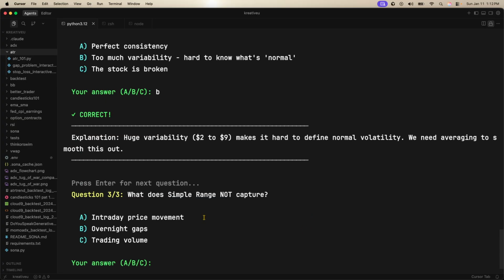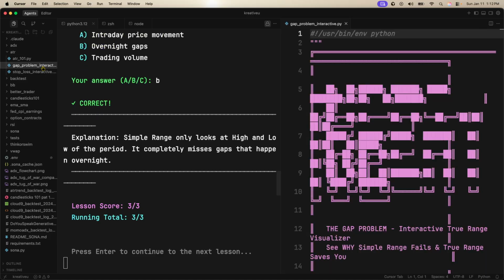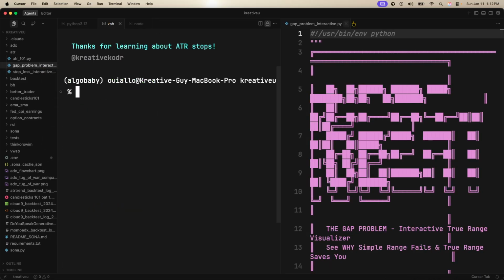Then question three: what does simple range not capture? The intraday movements, the overnight gaps, or the trading volume? The intraday movements depend on the time frame you're using. The overnight gaps sound like what's more commonly not captured. And the trading volume also depends on which indicators you use. So we can get into this gap problem that we've noticed.